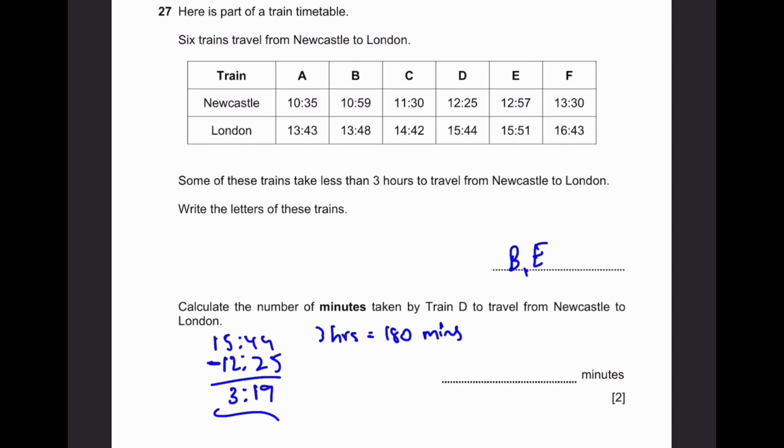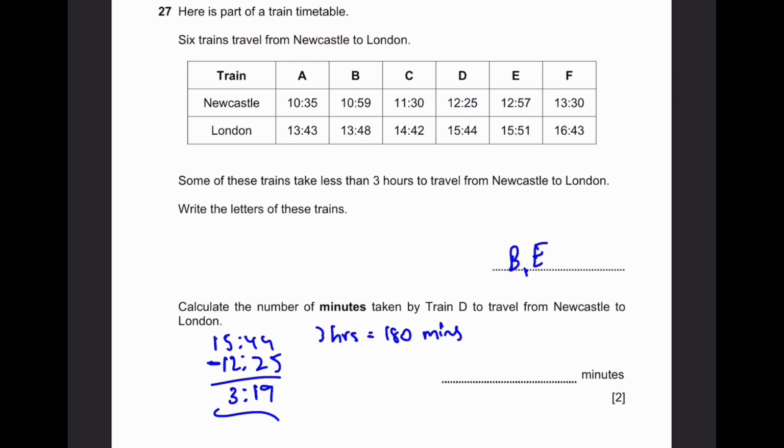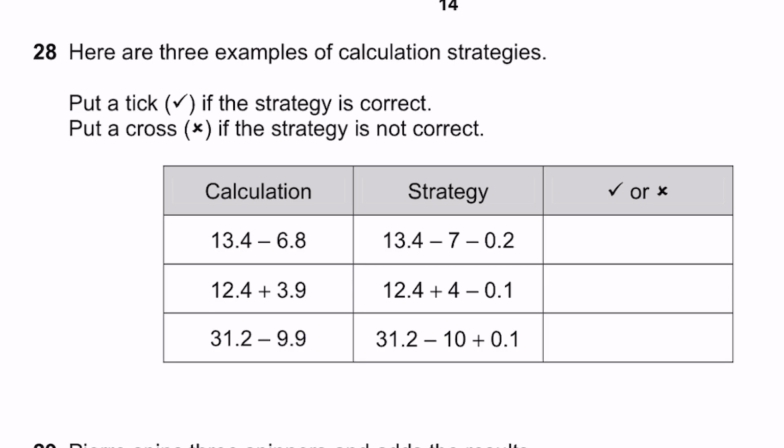3 hours is equal to 180 minutes. How? 1 hour equals 60 minutes. 3 hours is equal to 3 into 60, which is 180. So 3 hours is 180 minutes. So 3 hours, 19 minutes is equal to 180 plus 19, which is 199 minutes. That's the answer.